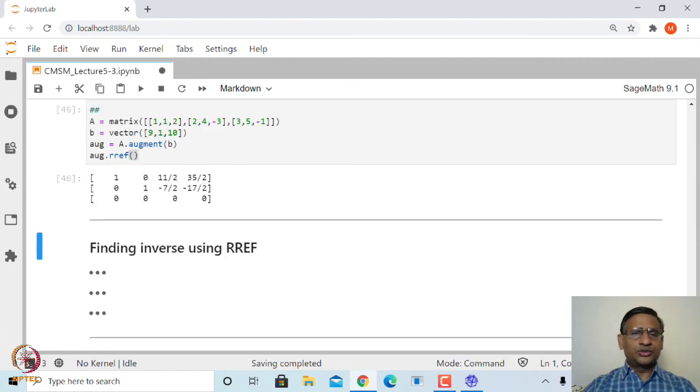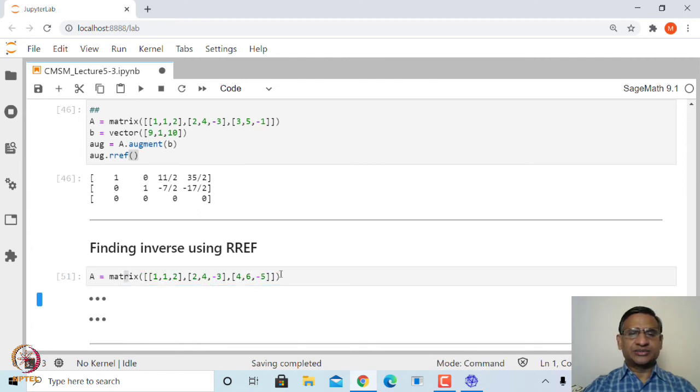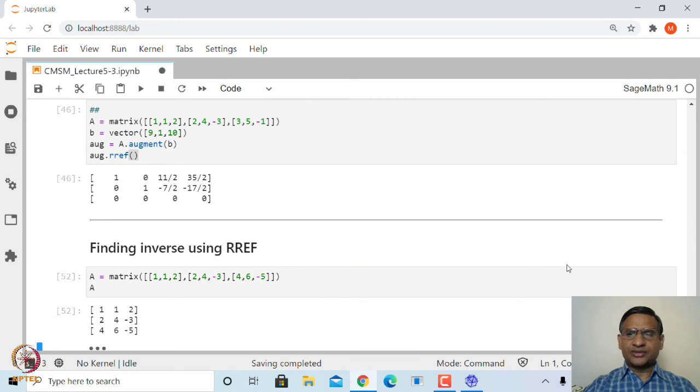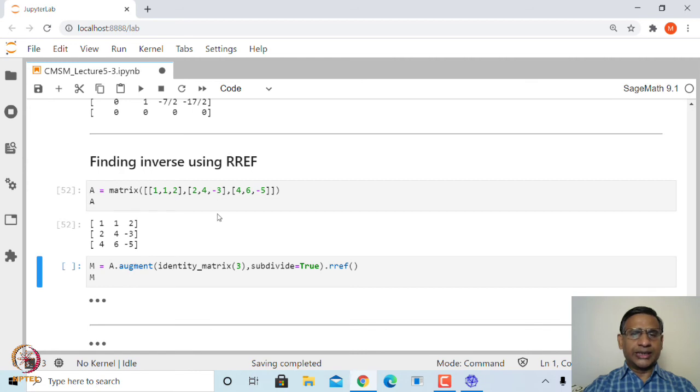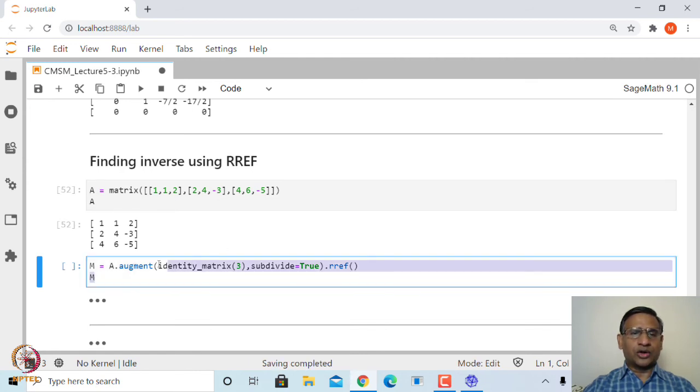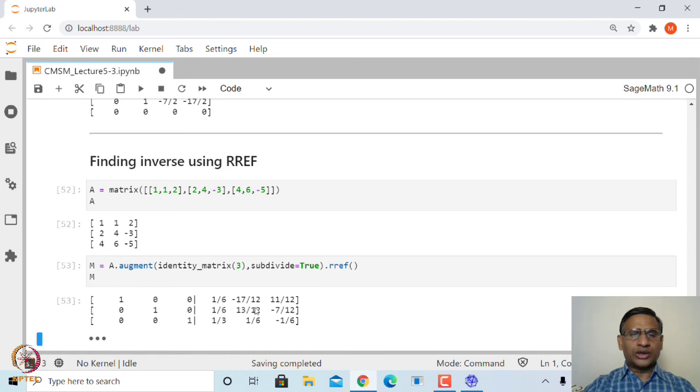So, let us look at another use of RREF, in finding the inverse of a matrix. Suppose you want to find the inverse of a matrix, let us say A is this matrix. How do we find its inverse? What we can do is augment the identity matrix to A. Earlier we augmented one column; rather than one column, you can augment even a matrix of appropriate size and then apply RREF to this. So, A.augment the 3 by 3 identity matrix, with subdivide equal to true, and then apply RREF. That is what you get, and what you have got here, the last 3 rows and 3 columns, is the inverse.